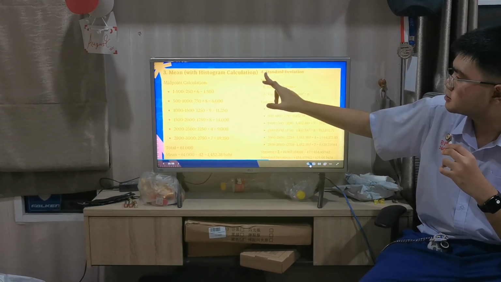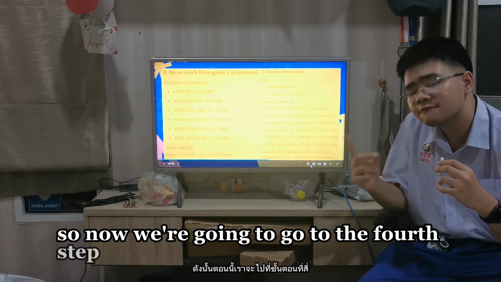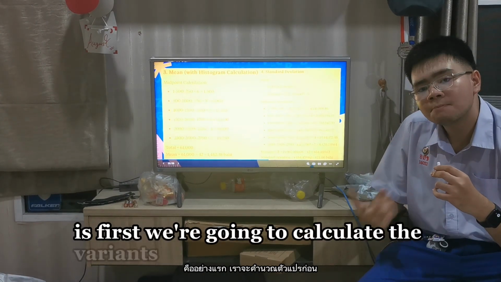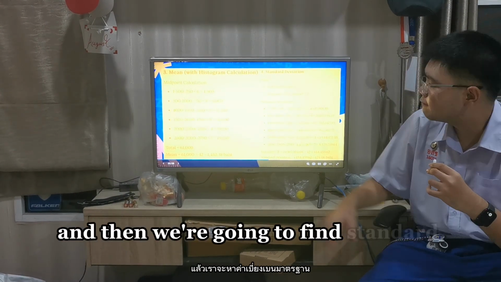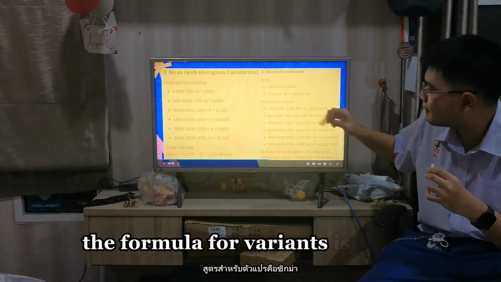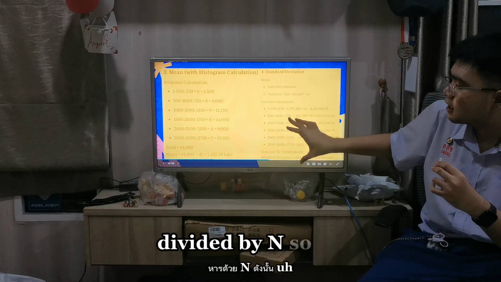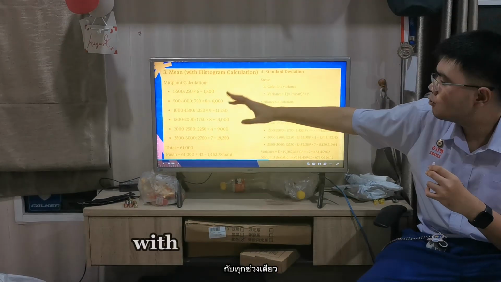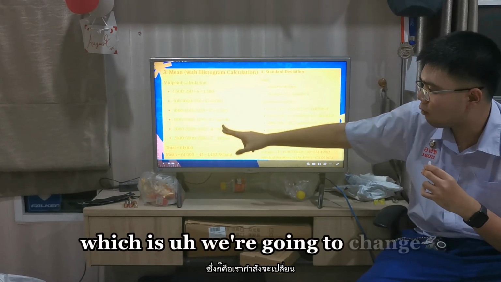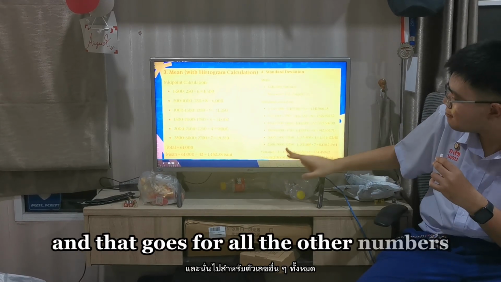Okay, so moving on. Now we're going to go to the fourth step, which is the standard deviation. First we're going to calculate the variance, and then find the standard deviation by using the square root. The formula for variance is sigma (x minus mean) to the power of 2, divided by n. We are going to use this formula with every single range, like I said from the last point, where we change 1 to 500 to an exact value, and that goes for all the other ranges.